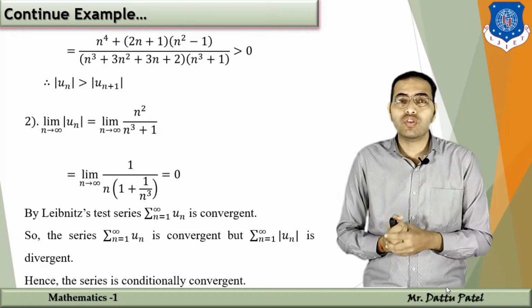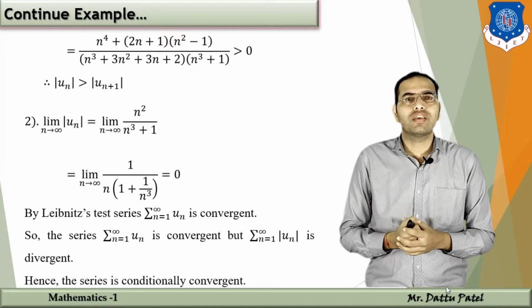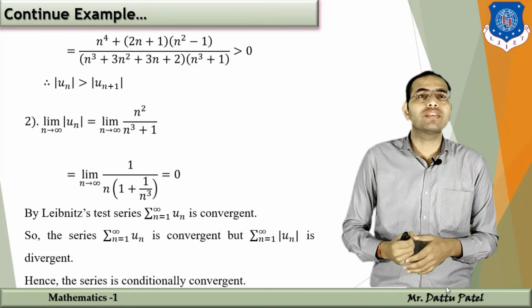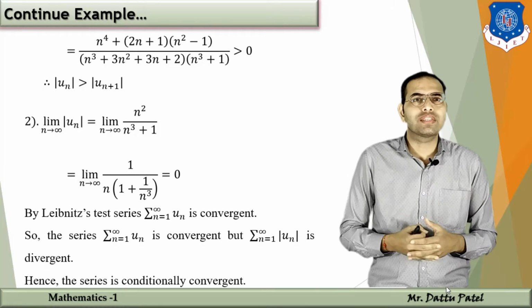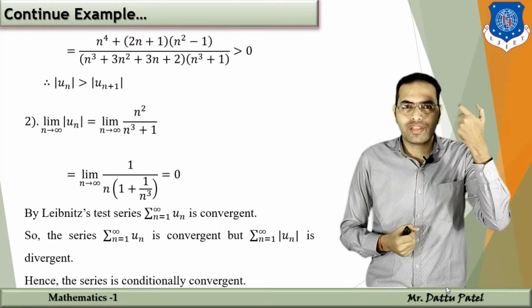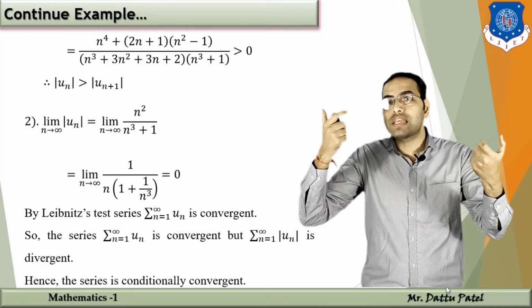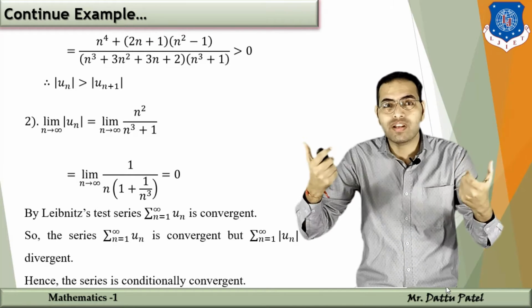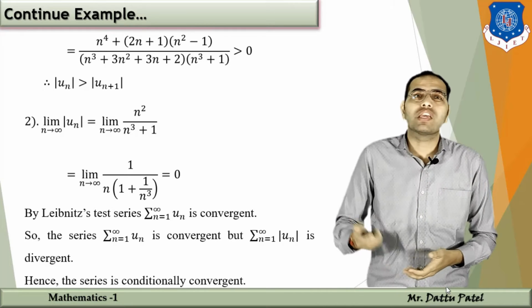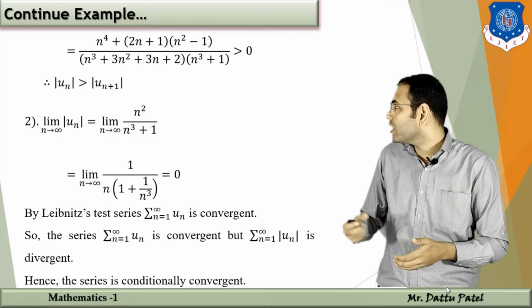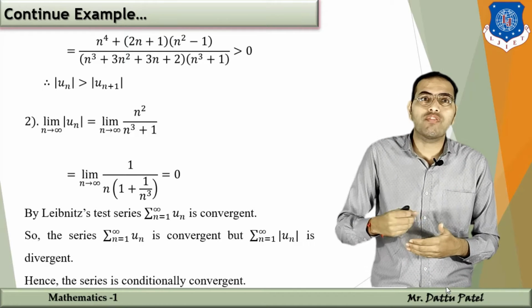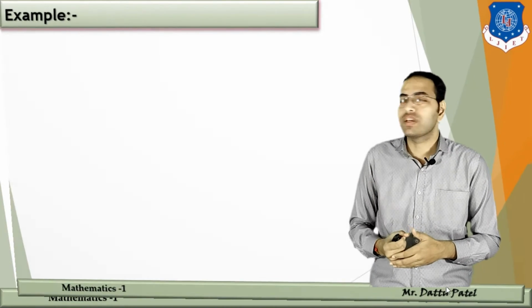Then the second condition is also satisfied, so we can say that the given series sigma un is convergent according to the Leibniz test. That means the given series sigma un is convergent, but sigma mode of u of n is divergent. Then we can say that the given series is conditionally convergent. Now let's check one more example.